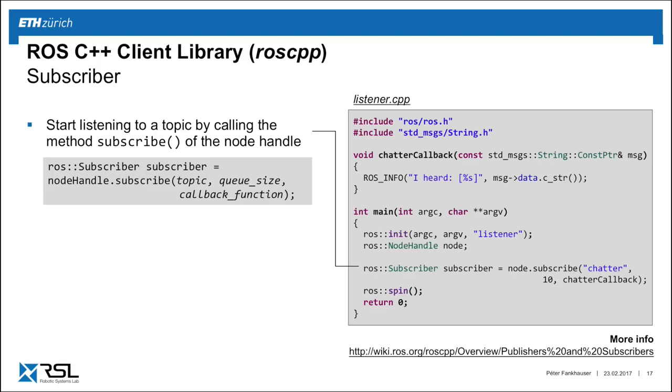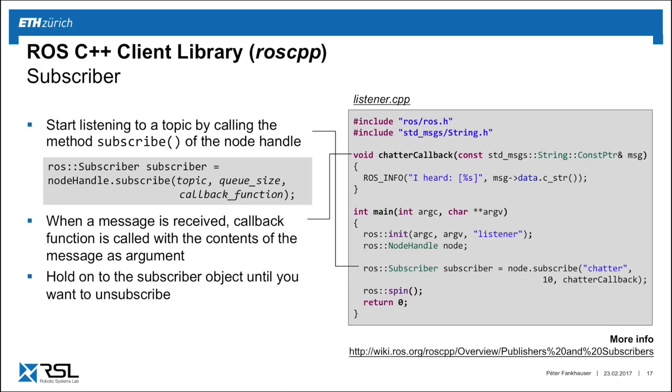So if it receives a message, what should I do with it? In this case, we tell it to go to the chatterCallback function, which is defined up here. The chatterCallback function is called whenever a new message arrives, and it gets as an argument the contents of that message. In this case, it's a std_msgs string, stored in this variable msg. For the example, we simply do ROS_INFO and say I heard, and then the content of this message. So whatever you send on this topic will be printed out on the console.